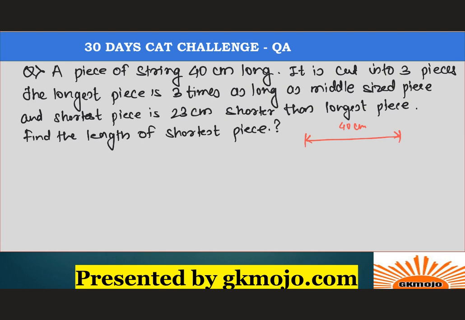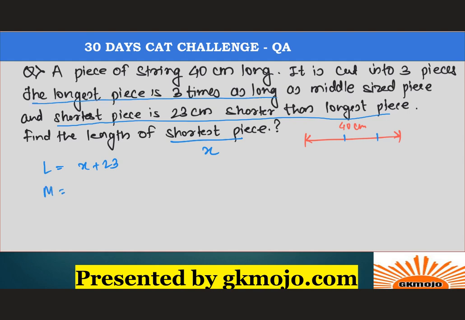Now when it's cut into 3 pieces, this is how we can visualize. Over here, let's say the shortest piece is x. All right, so length of the shortest piece is x. Length of the longest piece will be how much? It's given that the shortest piece is 23 centimeters shorter than the longest piece. So longest piece will be x plus 23 basically, right? And what is the middle piece? What is it given? The longest piece is 3 times as long as the middle size piece. So basically (x plus 23) by 3.